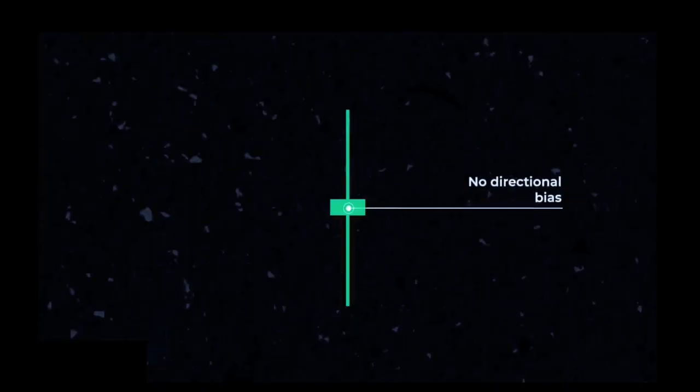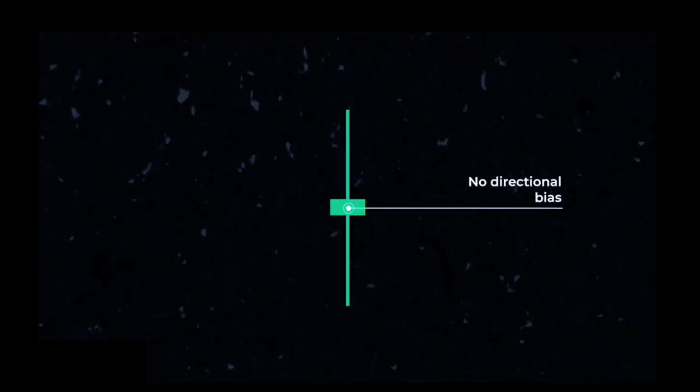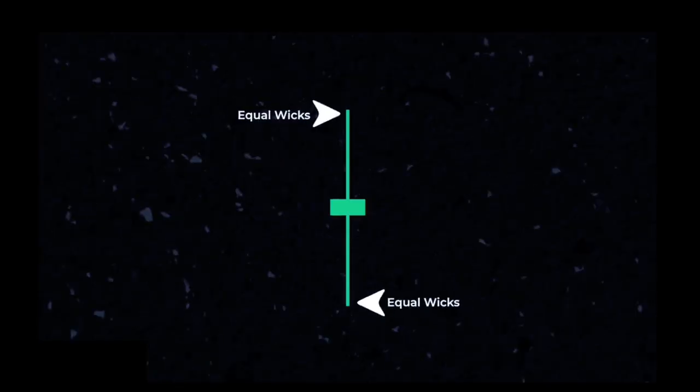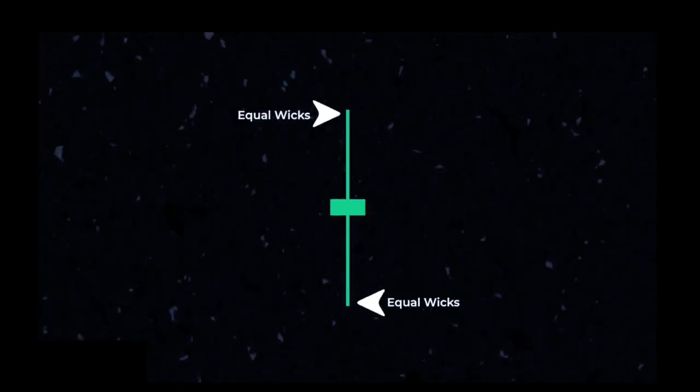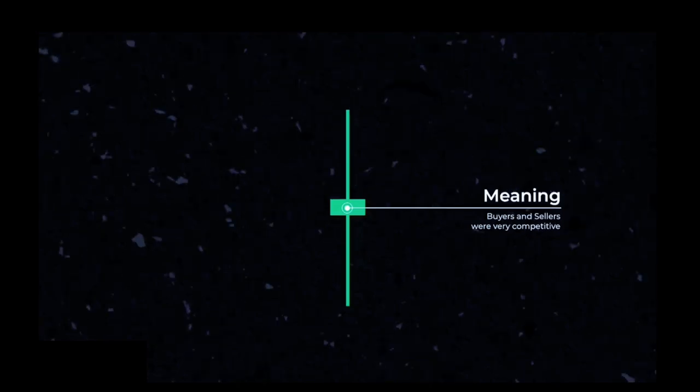Pattern number 3. Doji. The doji pattern is probably the only candlestick pattern that does not give us directional bias. However, it is essential to understand this pattern. A doji candle is characterized by a candle with approximately equal wicks above and below a small body. The open and close are somewhere in the middle of the candle, and the body of the candle is very small. It shows that the buyers and sellers were very competitive during that time period.